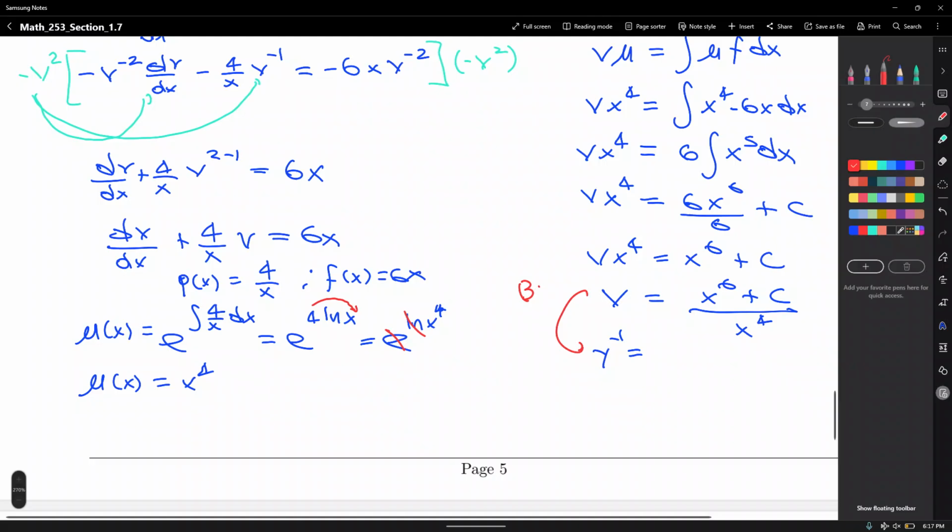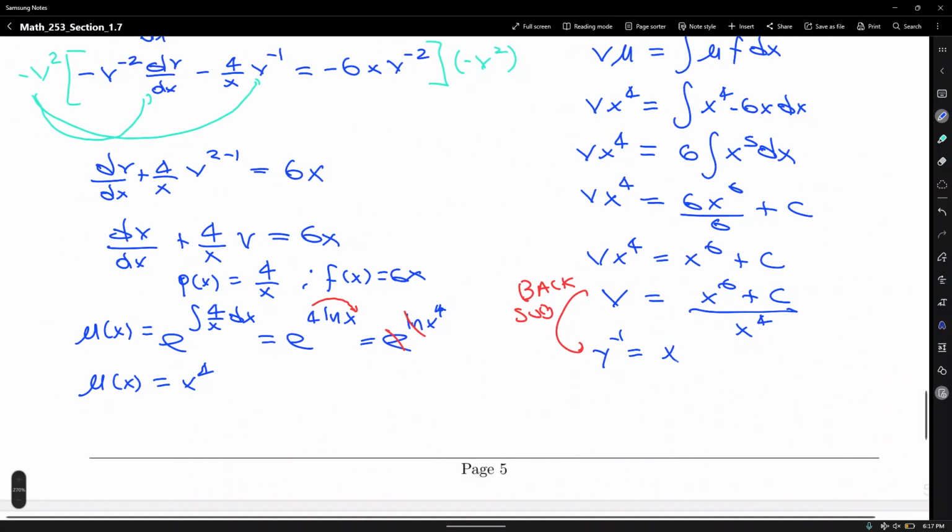So back substitute: y to the negative 1 equals x to the 6 plus c over x to the 4th. Okay, so that's essentially 1 over y, isn't it? So 1 over y equals x to the 6 plus c over x to the 4th.